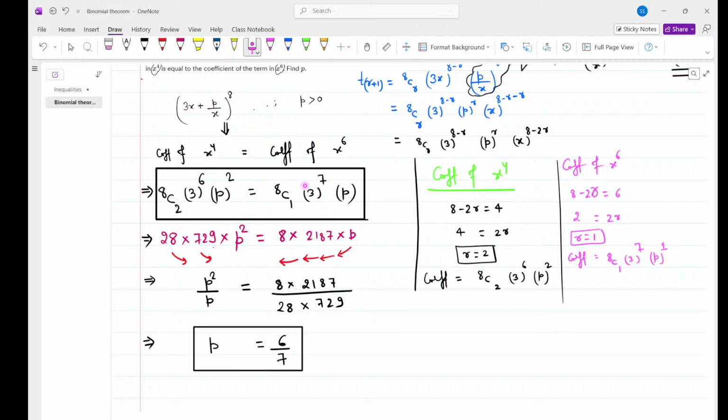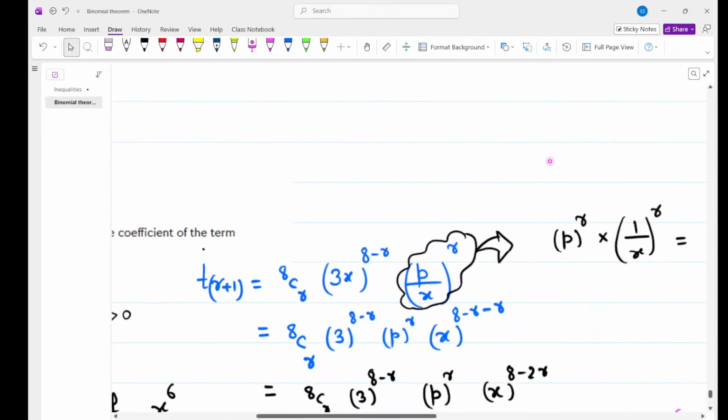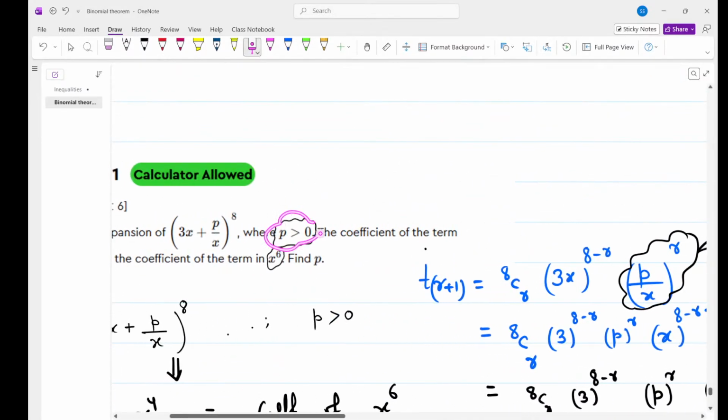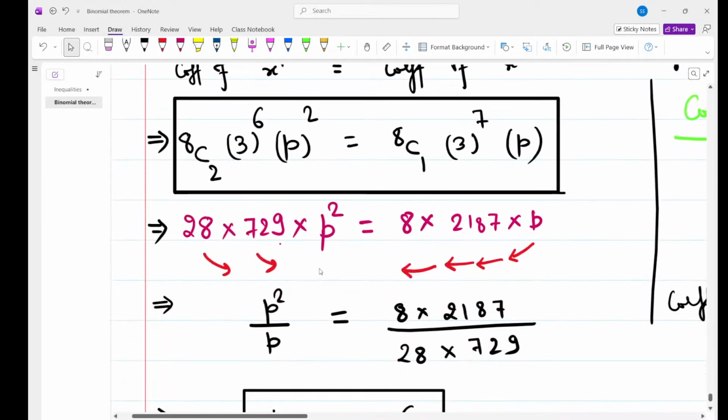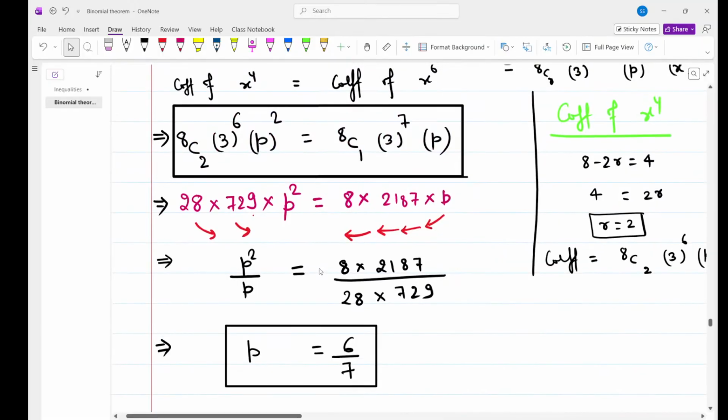See, fortunately or unfortunately, your answer is 100% correct. You know why? Because your question is saying that you have to work for only greater than 0. That's the matter of luck only. Are you getting my point? Your question is saying for p greater than 0, but conceptually you are doing wrong.